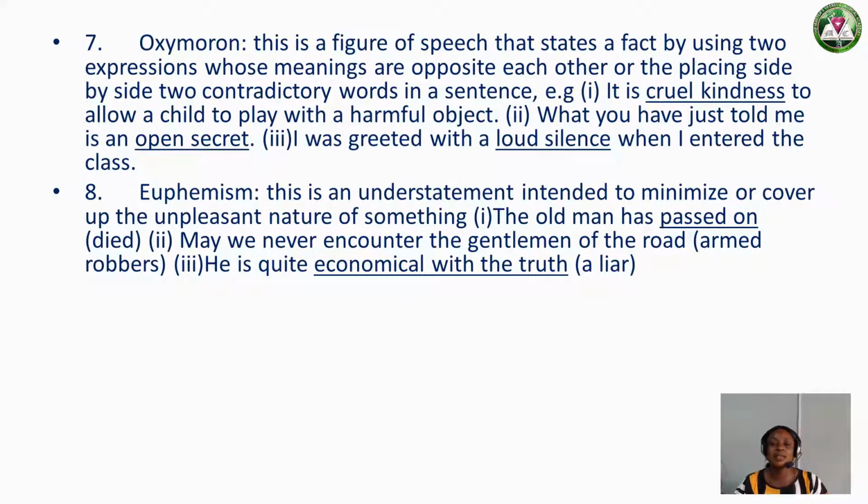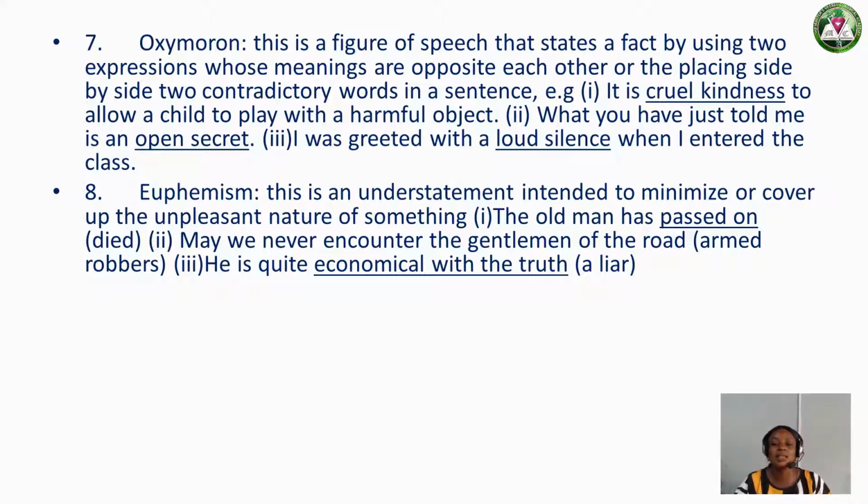Then another example says, may we never encounter the gentleman of the road. The gentleman of the road there is talking about armed robbers. So in order to minimize or cover the unpleasant nature of the expression, we say gentleman of the road. And in some cases, someone may not even understand what you're talking about.